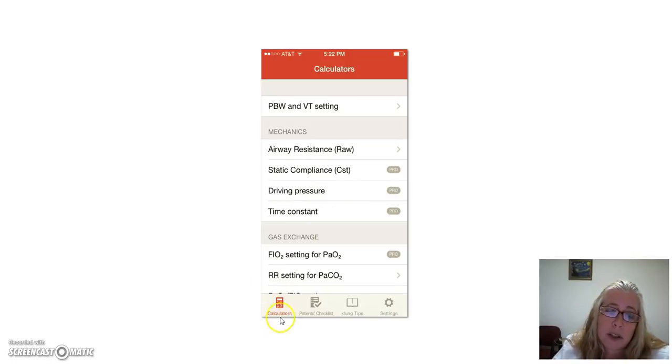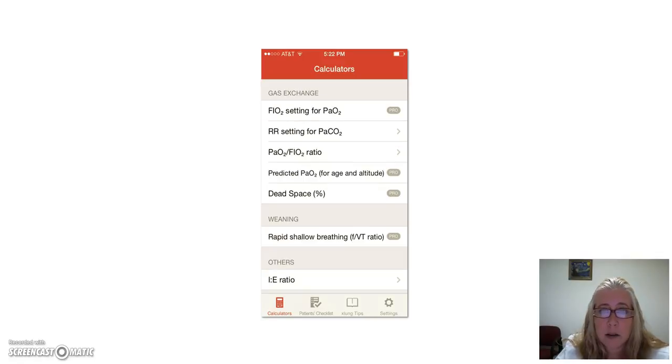Now, my favorite part for this is the calculators. On this one, you can get that body weight again, and tidal volume settings, airway resistance, static compliance. As you can see, it is limited here as well. You'd have to upgrade to that pro version and pay the $6.99 fee. But again, it's just really not very much for all the options that this has.